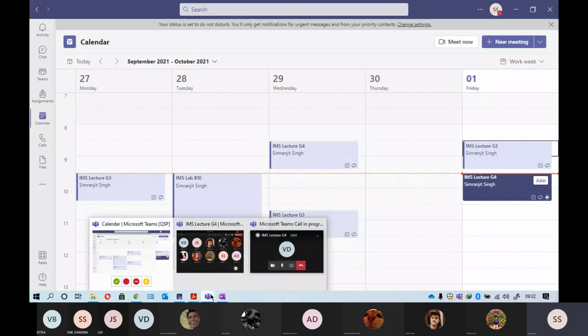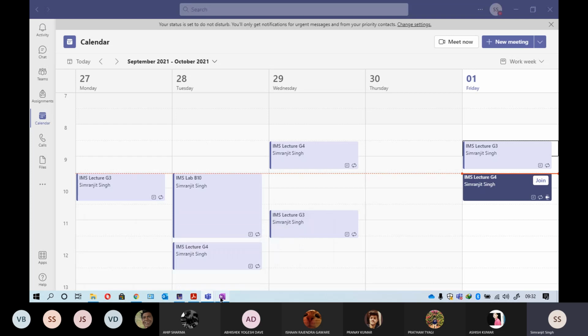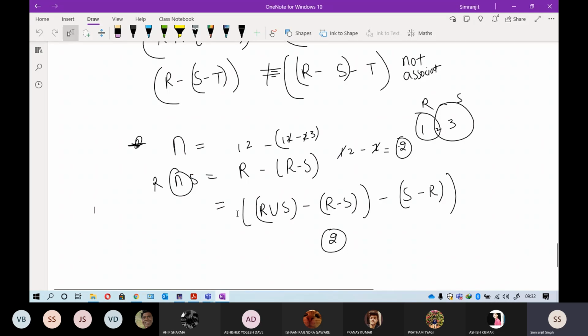10 exactly at 10:50. So now we have done till, I think, set operations. So we have done till set operations.